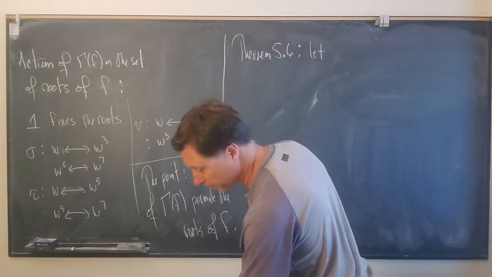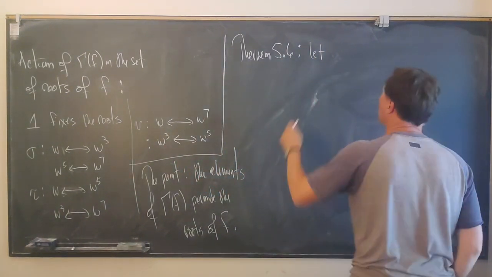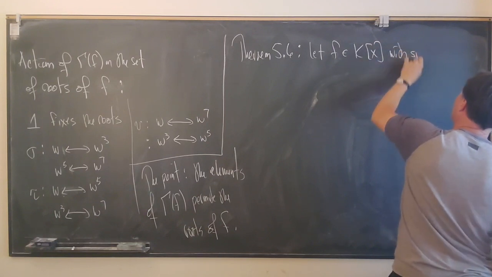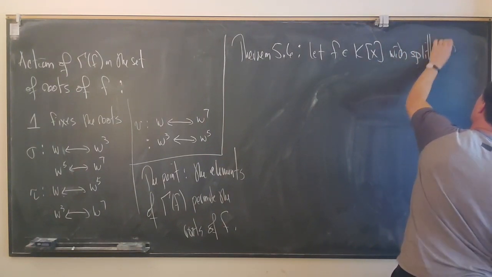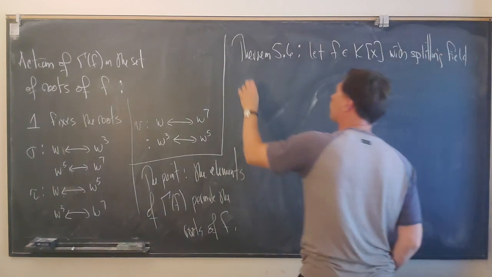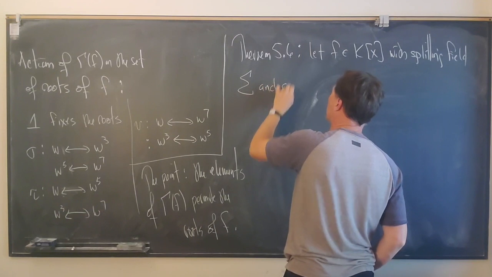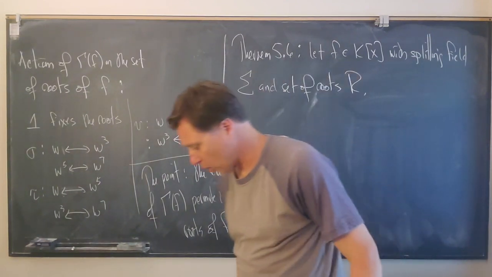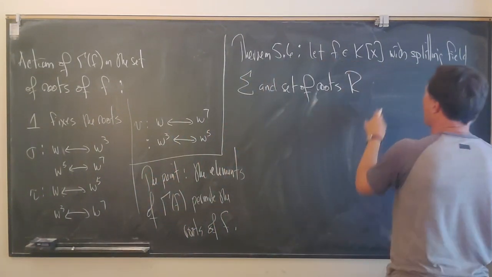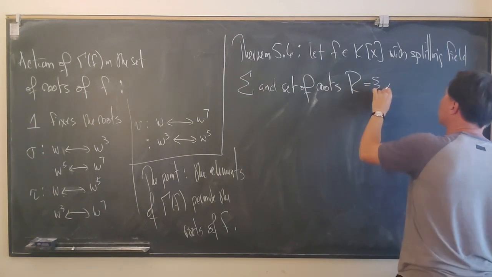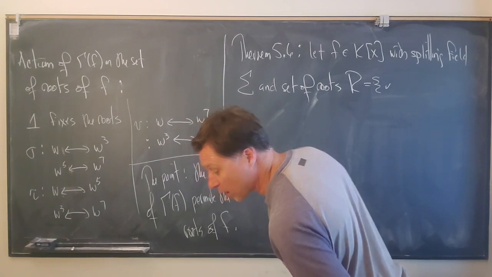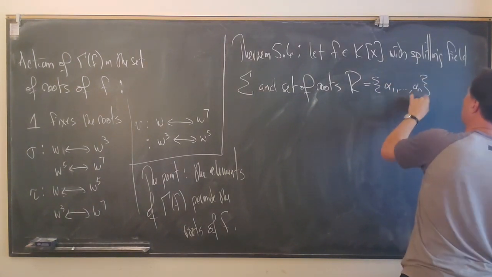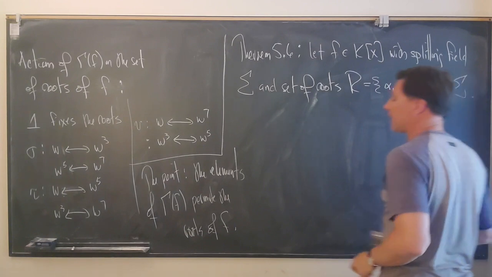So let's let f be just a polynomial. Let f be in k bracket x with splitting field sigma and set of roots capital R. Oh, and I want to write these out, so don't put a period here. R equal to, what am I calling it, alpha 1 through alpha n, so that's a collection of roots. Of course, that set is contained inside the splitting field sigma.